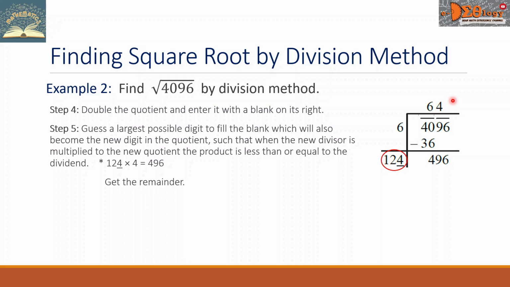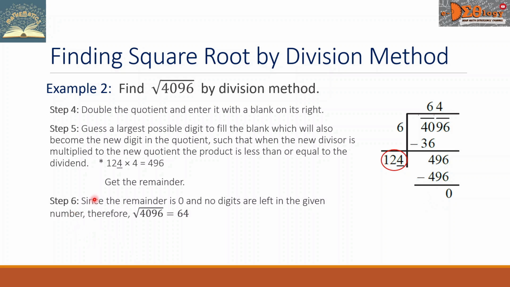Now we get the remainder. This 496, we subtract by this value 496. And the difference is 0. Then we stop. Step 6. Since the remainder is 0 and no digits are left in the given number, therefore, the square root of 4096 is 64.